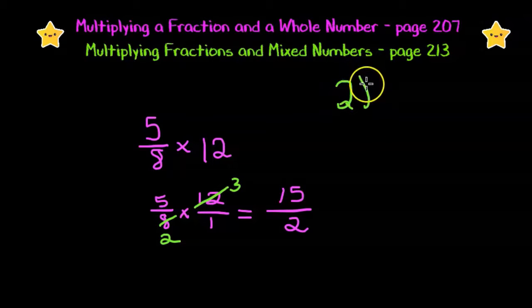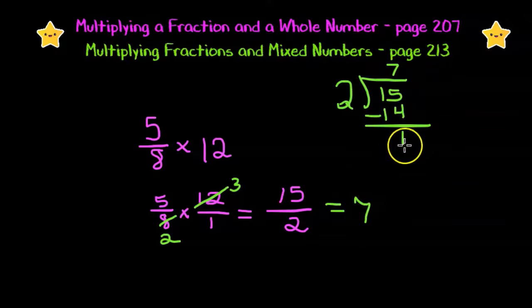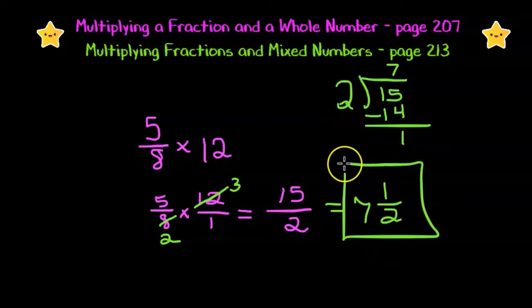Oops. 2, how many times will 2 go into 15? 7. 7 times 2 is 14. All right, I subtract, I'm going to get 1 for my remainder. All right, so remember my whole number is at the top, 7. My numerator is the remainder, it's 1, and then 2 would be my denominator. All right, so then my answer there is going to be 7 1/2.